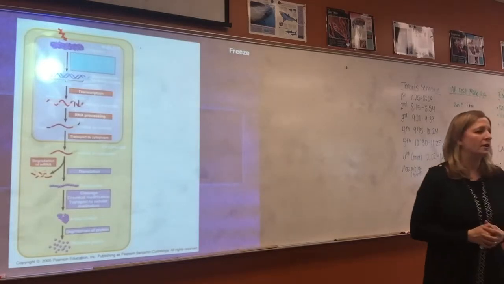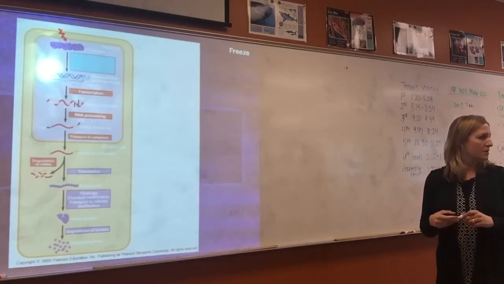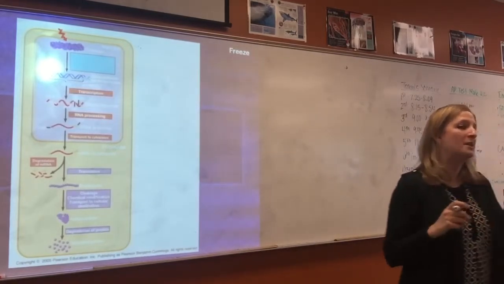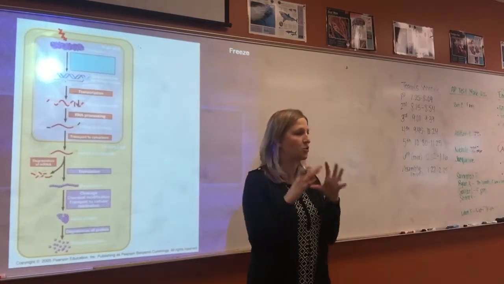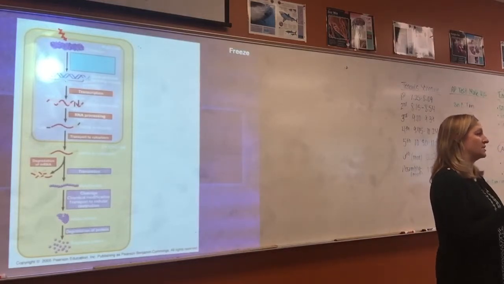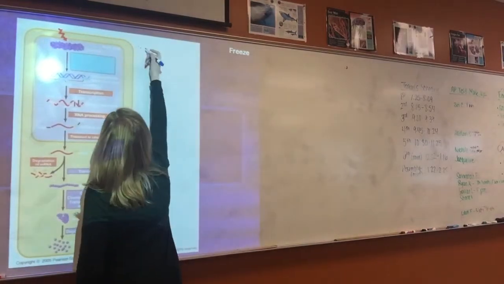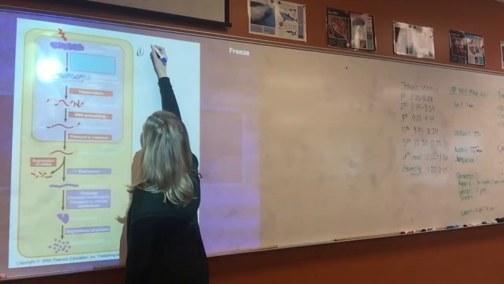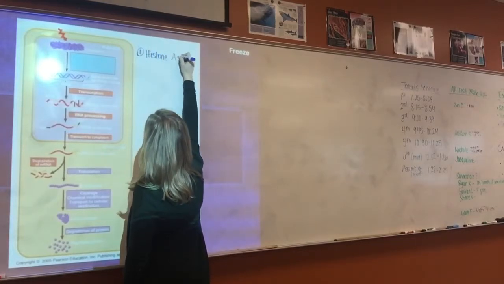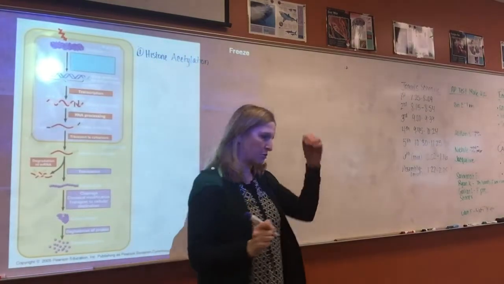Can somebody tell me one way to chemically modify your chromatin? You add acetyl groups. Remember, chromatin is DNA wrapped around histone proteins. Are the acetyl groups added to the DNA, or are they added to the histone proteins? Histone proteins. So pre-transcriptional, the first thing that we have is histone acetylation, and that is adding acetyl groups to your histone proteins.